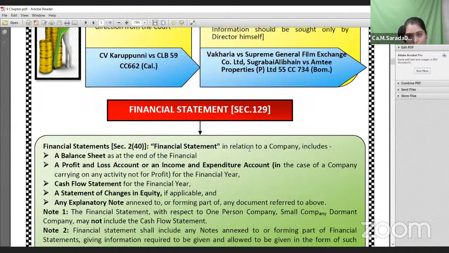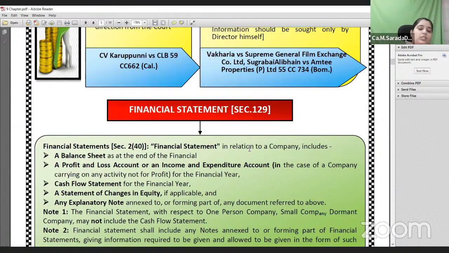So we have seen what books of accounts are, where to keep them, at the registered office or any other place, and whether inspection of the books of accounts is possible by the members or the board of directors. We have seen that particular aspect clearly. Next, a very important thing is financial statements. As we have already seen under section 240 of the Companies Act, financial statement in relation to a company includes balance sheet, P&L account, cash flow statement, any other statement of changes in equity and explanatory statement related thereto.